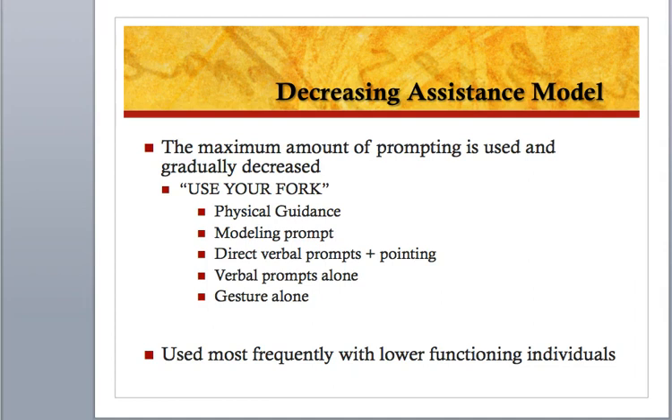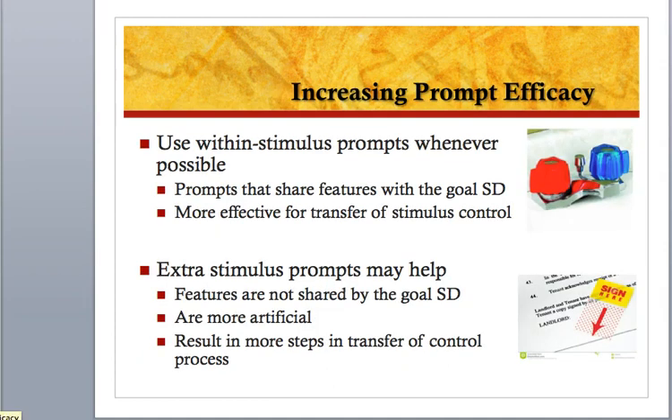When you start out with a higher level of prompting, it takes longer to fade those prompts out. So this is a more intense process, and it's certainly a more protracted process. It takes longer to get them to be independent with these behaviors. So if we want to increase prompt efficacy, if we want to make prompts really efficient, there are two ways.